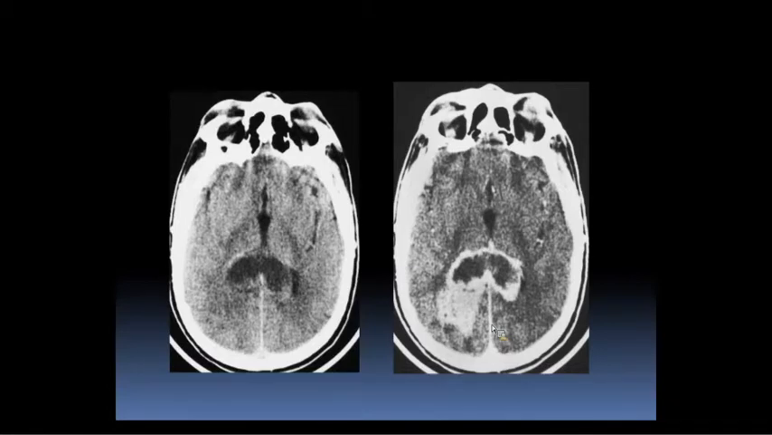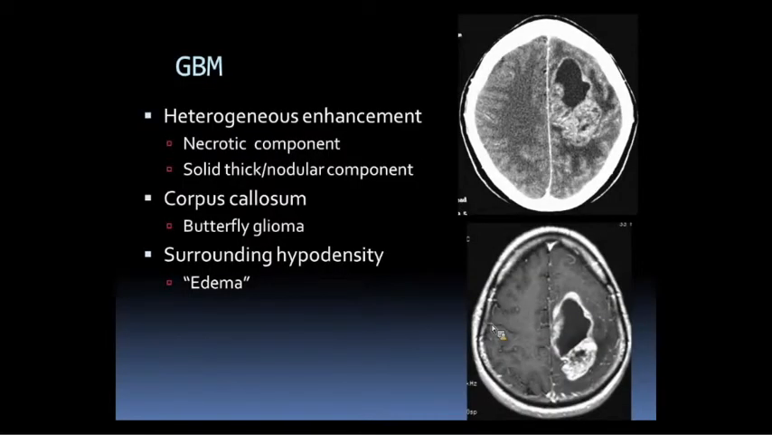So this is an ugly looking tumor. This is a GBM. We'll go over some of the classic findings in GBMs. GBMs have heterogeneous enhancement. They will always have some enhancing component, typically a thick nodular component, as opposed to an abscess, which typically has a smooth wall. So if you see a solid nodular component like this, you're not thinking abscess.